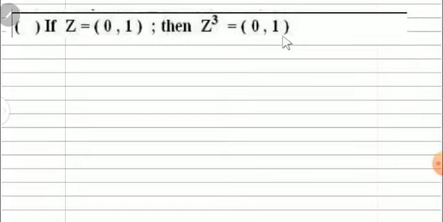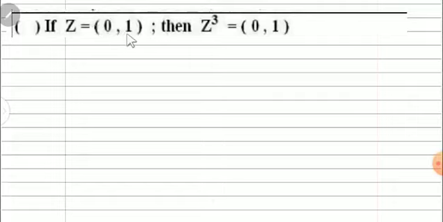First of all, before doing anything, I noticed something in this question. What is it, teacher? z here is written in ordered pair form, and he wants z to the power 3 in ordered pair form. What I'm going to do is turn z into algebra form. Why? Because I can evaluate with algebra form, but I cannot deal with ordered pair form.